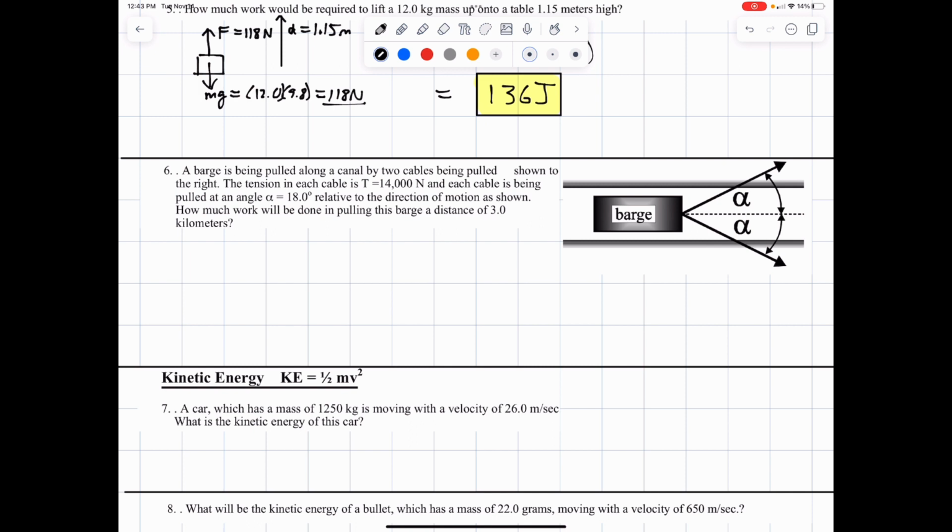Number 6, we have a barge. A barge is just a very large boat, and this barge is being pulled along a canal by 2 cables. We're looking at it from the top view, from on top of the barge. The tension in each cable is 14,000 newtons, and each cable is pulled at an angle of 18 degrees relative to the horizontal. How much work is done in pulling this barge a distance of 3 kilometers?